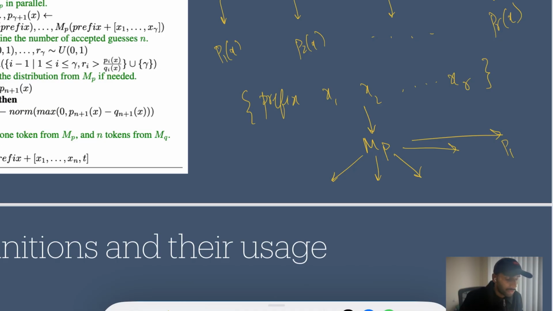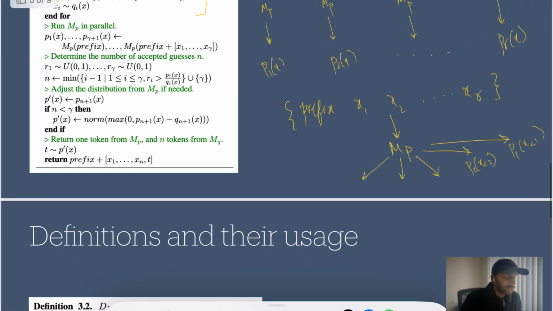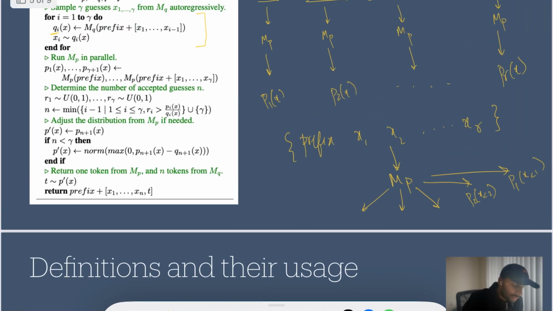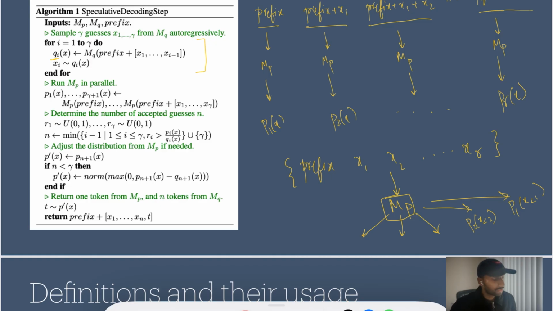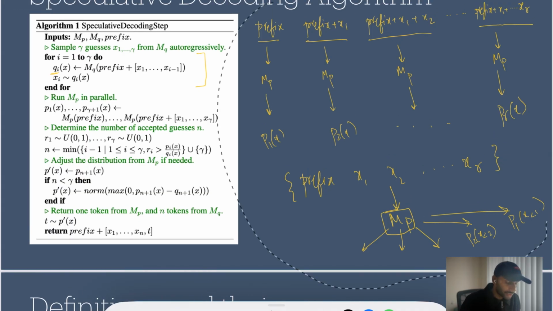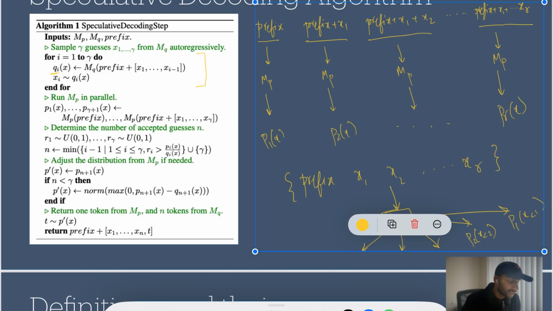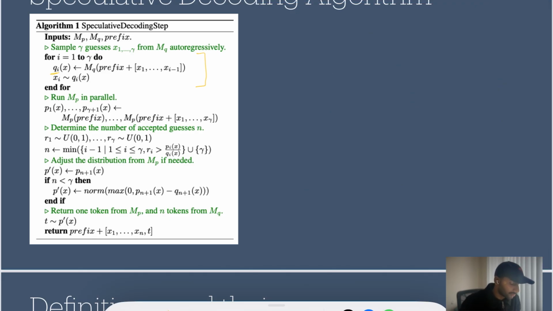So you have P1 of X until 1. So you have P2 of X until 2. So you really are able to only get away with calling the target LLM only once while you have called the approximation LLM gamma number of times. Now that is the beauty of this, right? So if all the tokens get accepted, you would have generated gamma extra tokens per one target LLM call. Now that's like a massive speed up there. We're going to see how much speed up it is exactly in numbers, or approximately in numbers, soon.